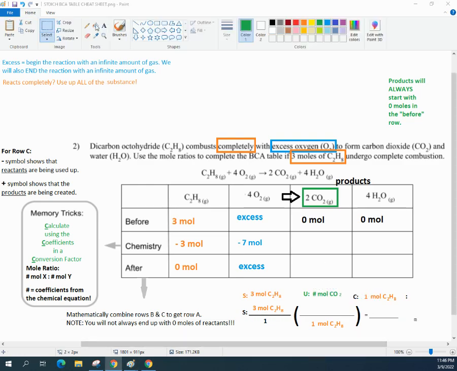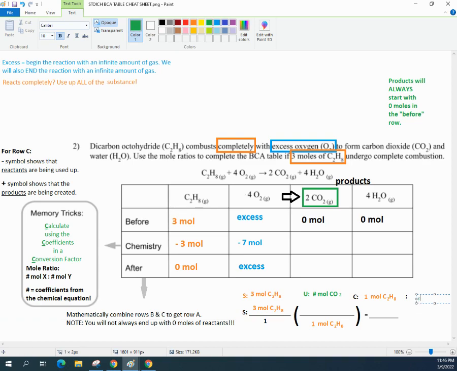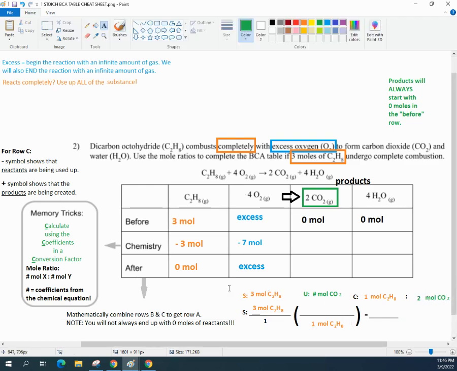And then of course our conversion factor is going to be that mole ratio that we're familiar with. So if we have for every 1 mole of C2H8, how many moles of CO2? That would be 2 moles of CO2. So we're going to go ahead and add that to our conversion factor here. All right, now we're in business. Okay, so now that I have my SU and C, I could go ahead and start filling in the blank.